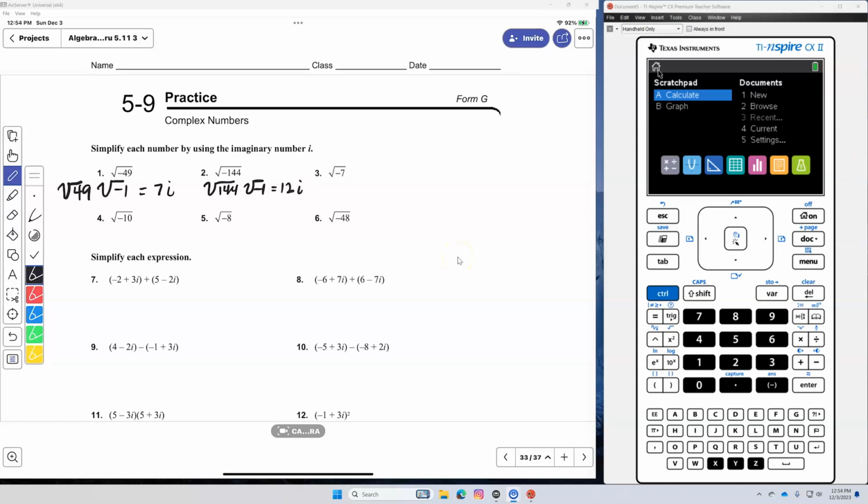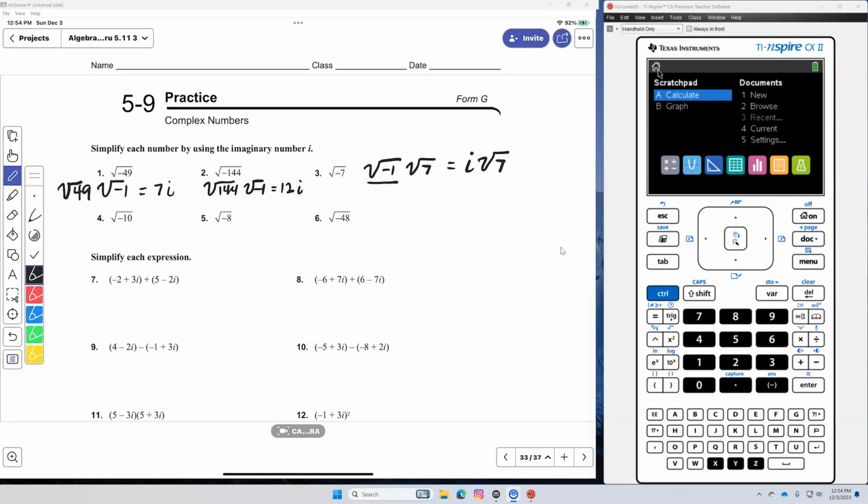Now, the square root of negative 7. We're not able to find the square root of 7 since it's not a perfect square, but we can simplify this. So the square root of negative 1 times the square root of 7 is equal to i square root of 7.